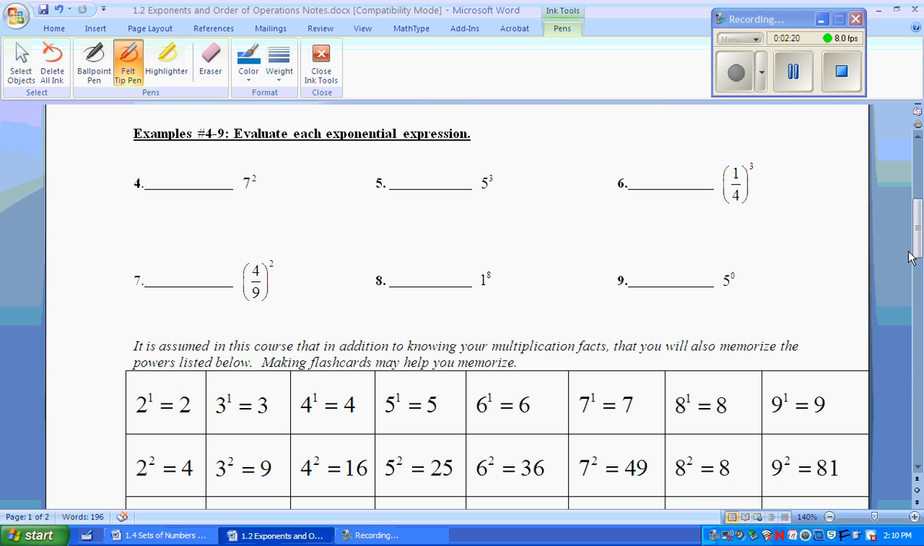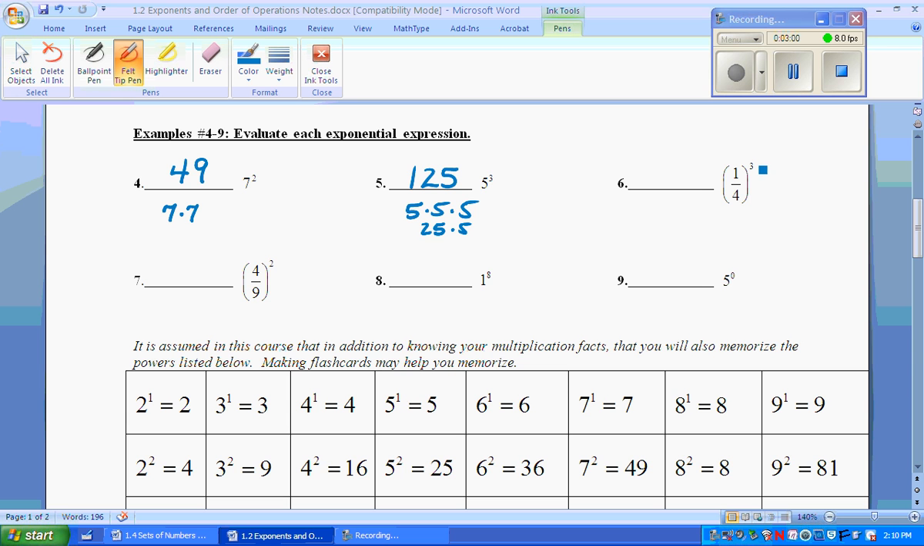In numbers 4 through 9, you're going to evaluate each exponential expression. In number 4, 7 squared. Let's rewrite it. That means 7 times 7. There's 2 of them. Everybody knows 7 times 7 is 49. Next, we have 5 to the 3rd power. That's 5 times 5 times 5. This is another good one to memorize. 5 times 5 is 25, times 5 again, you have 125.